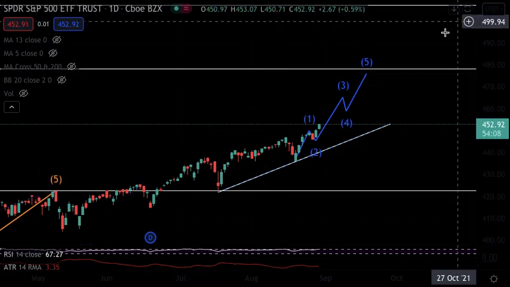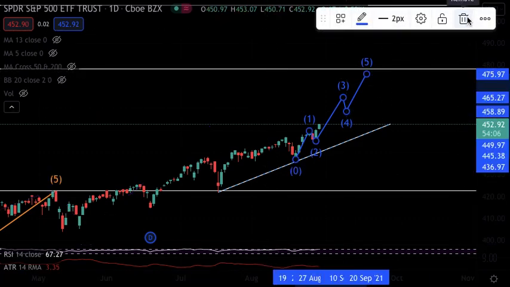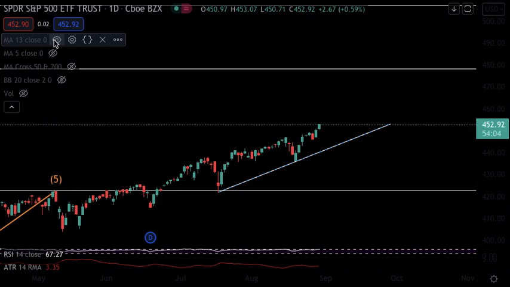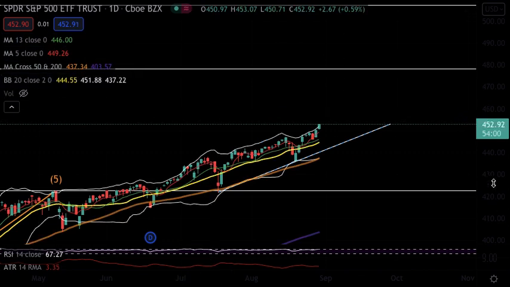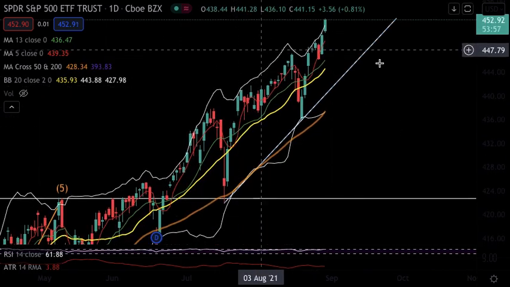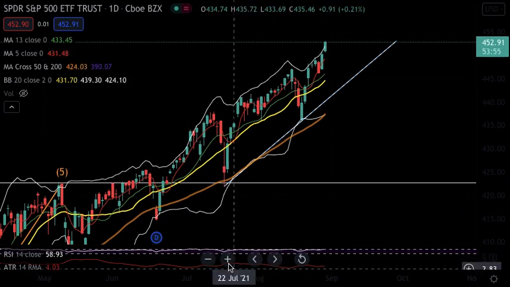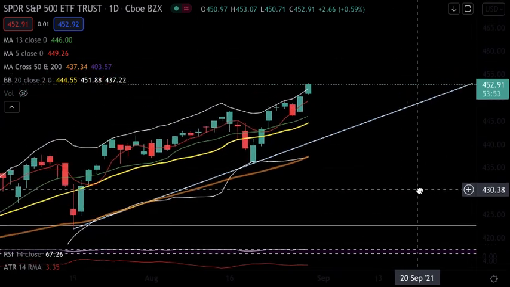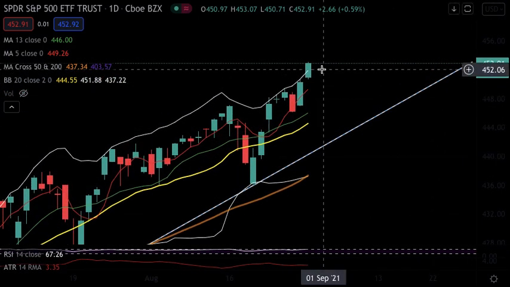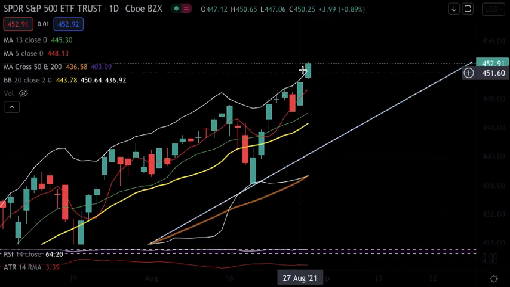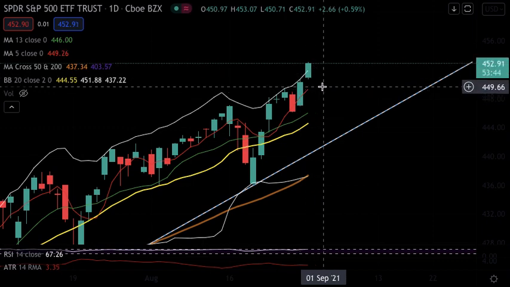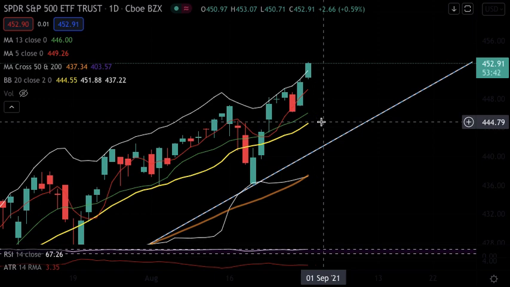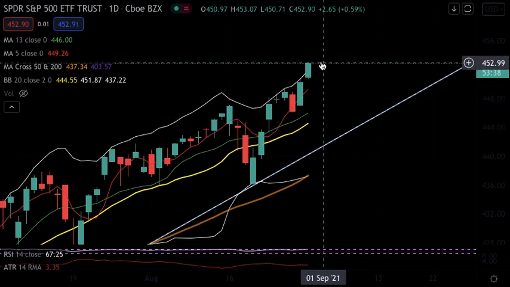Besides doing Elliott wave, I hope you guys got that, okay? I'm going to do the good old-fashioned technical analysis with my moving averages, okay? Now, as you can see, it's above all our moving averages. However, it's pretty overextended. Alright, it's trading above our upper Bollinger Band, very far away from our 5-day moving average, even further away from our 20-day moving average. So I believe, in my opinion, we are overextending.